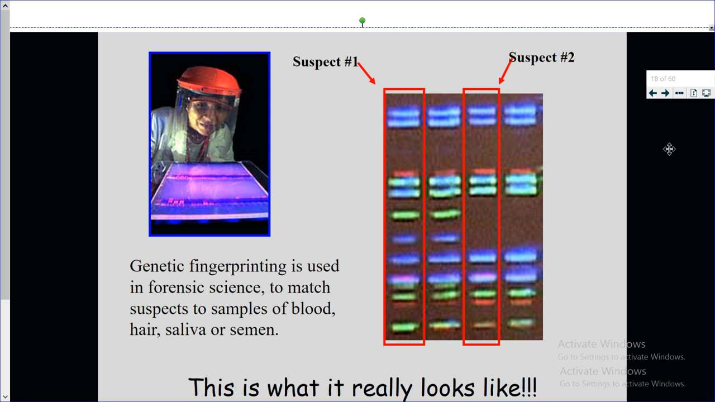So it actually looks like this. This is what Greg would have done in the lab yesterday. This is an actual visual of what it looks like. You have suspect one and suspect two. When we look at these two, if we see that this pattern here is matched to this pattern, the first is matched to the second, and the third is matched to the fourth, that's how we're able to match them up together. Any questions with that?